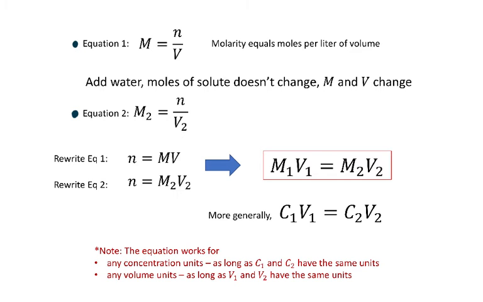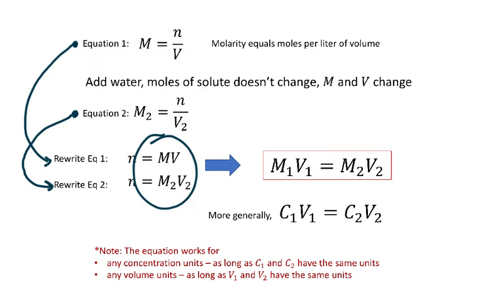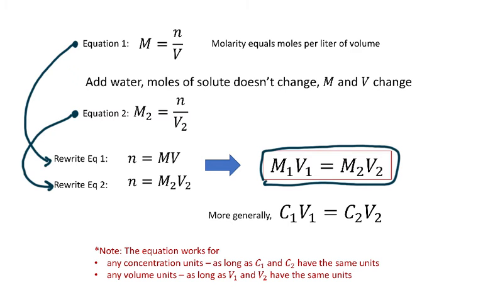If we rewrite these two equations, solving for n, we get n equals M1V1 and n equals M2V2. And the n's are the same thing, so these two terms must be equal to each other. And so we set them equal, and we get this equation: M1V1 equals M2V2. Or more generally, C1V1 equals C2V2, where C's are the concentrations and V's are the volumes. This equation works for any concentration unit as long as C1 and C2 are the same, and any volume units as long as V1 and V2 are the same.